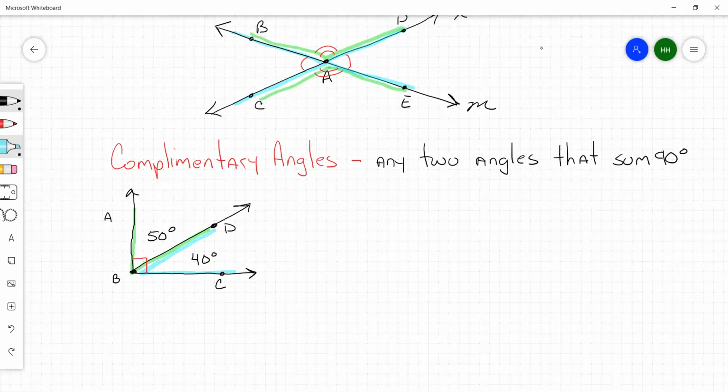Now, they don't have to be adjacent. If angle X right here is 60 degrees and angle Y right here is 30 degrees, then those two angles are complementary. They don't have to be touching each other. They don't have to be adjacent. They don't have to share a vertex. They just have to sum 90 degrees.